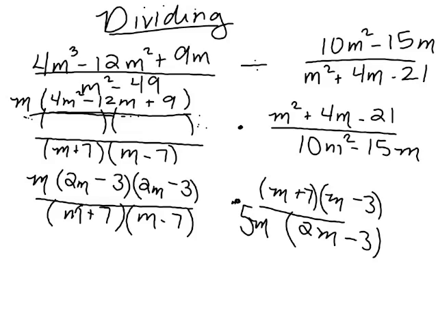Okay, now look over our problem. What can we cancel? Okay, m plus 7s, those will cancel. 2m minus 3, that will cancel here. Anything else you can see? Okay, this m, that will cancel out, right? And that m will cancel out.